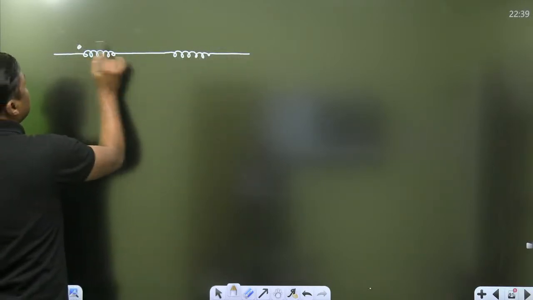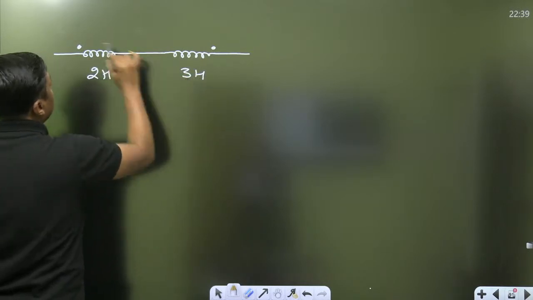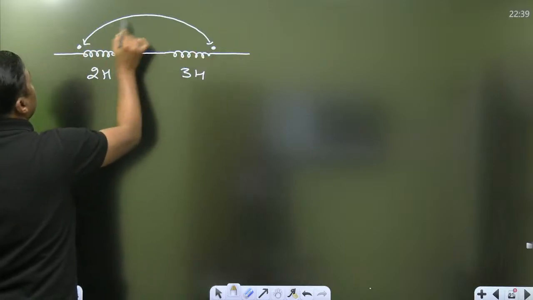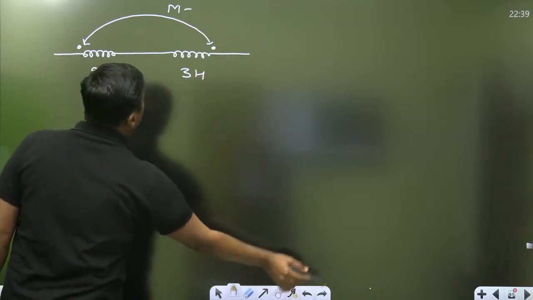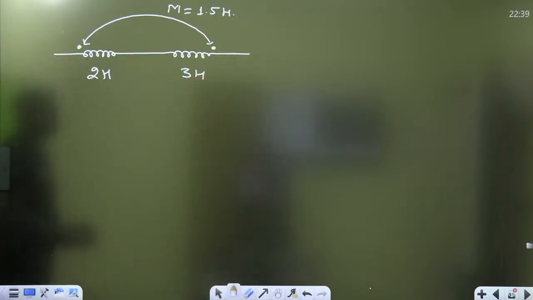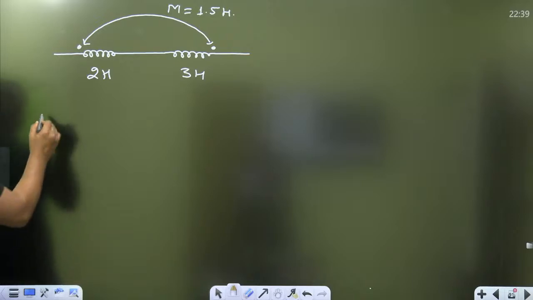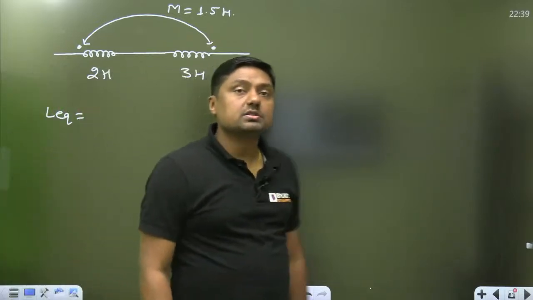If this is the case, everyone tell me what is the L equivalent for this diagram. This is the 2 Henry, this is the 3 Henry, and the mutual inductance between these two, M, is equal to 5 Henry. What is the L equivalent for this diagram?